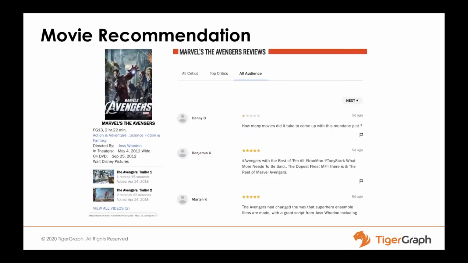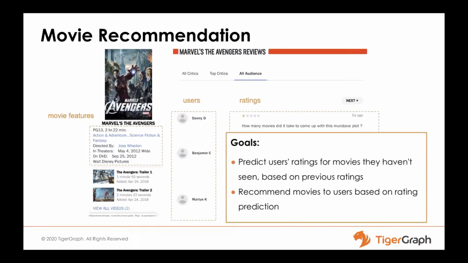So how does a recommendation system work? Now let's use this movie recommendation system as an example. Say if you go to a movie review website, this is typically what you will see. You can see some information about the movie, and you can also see different users giving different ratings to the movie. So in a nutshell, the recommendation system works based on the information of the movies and the users' ratings, and then it will try to predict the rating for the users. And at last, it will recommend the movies that have the highest predicted rating.